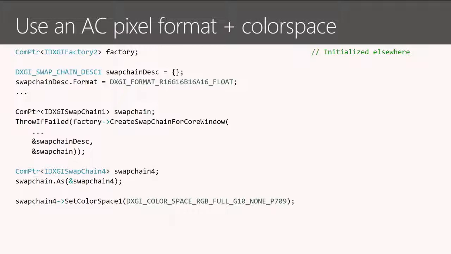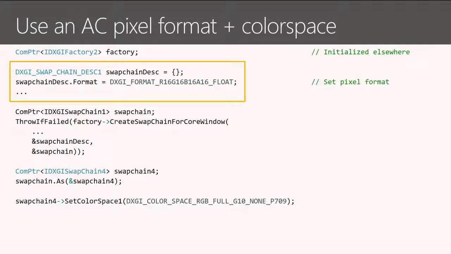All right, so let's take a look at this in code. For clarity, in all of my code samples, I've eliminated any error handling and also simplified API calls that aren't directly related to advanced color. So first, you want to create a swap chain descriptor like normal, but you should choose one of the recommended pixel formats, either FP16 in this example or 10-10-10-2.